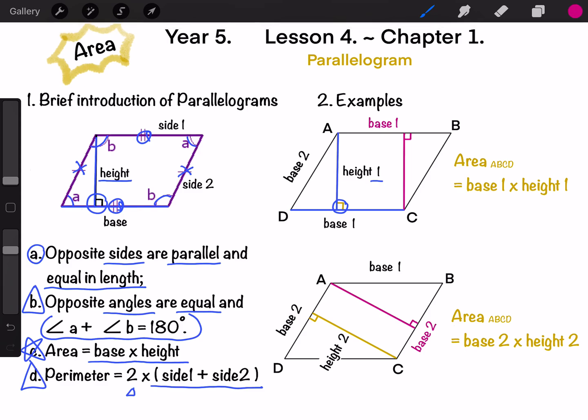Or we can use the opposite side AB as base 1. And the line which crosses base 1 at a right angle can also be called height 1. Still, area ABCD equals base 1 times height 1.